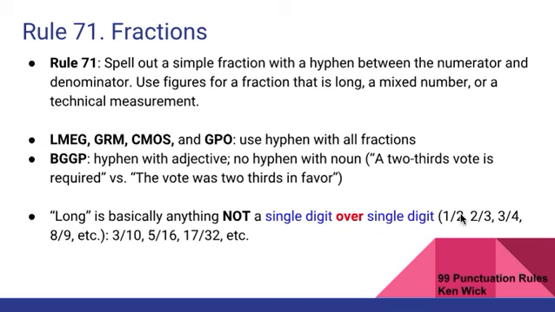So for example, these are simple. In parentheses right here, these are all simple fractions, single digit over single digit. And everything after the colon, these are long, like 3/10, 5/16, 17/32nds, etc. Those are all long. So anything that's long, anything after the colon here, we would use a figure for, and anything in the parentheses we would actually spell out. So single digit, you route anything that's a single digit over a single digit.